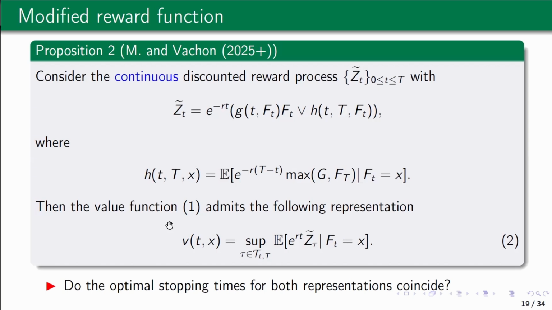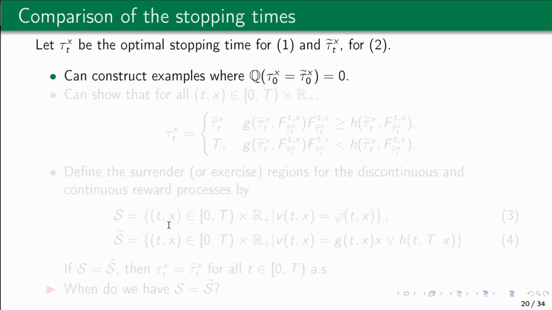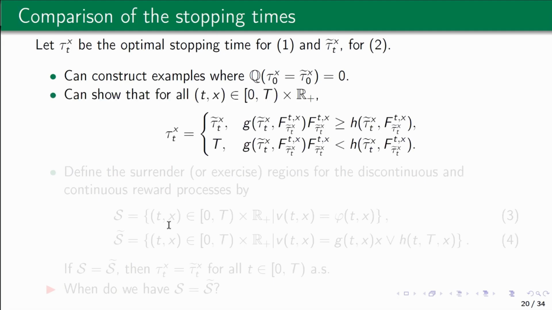However, if I want to know something about the stopping time, about the surrender region that's associated with the value function, am I allowed to use this discounted reward, this continuous reward process? So do the optimal stopping times actually coincide? This is not clear. Actually, we can build examples where the stopping times only coincide on a set of measure 0. Actually, we can show that the stopping times coincide.